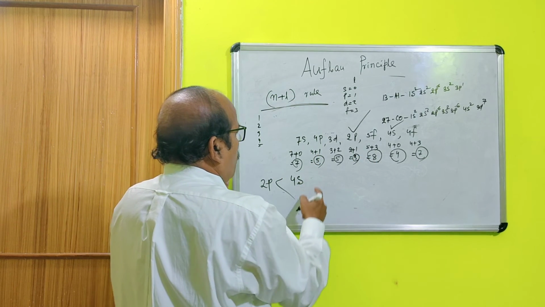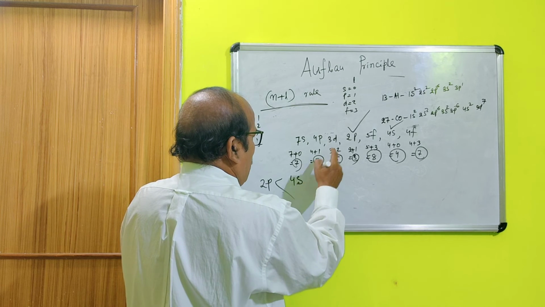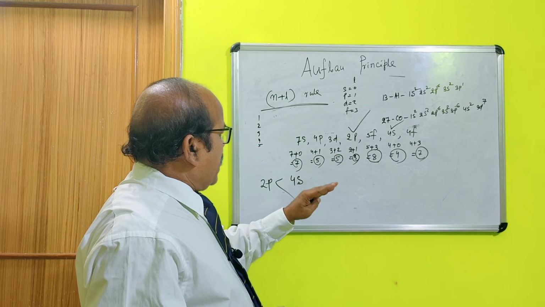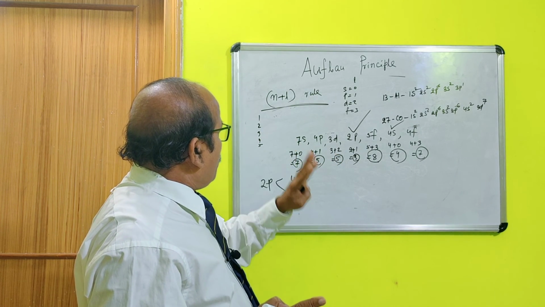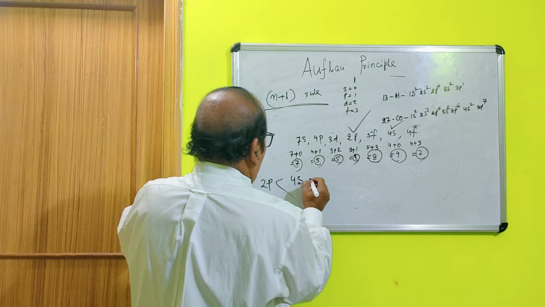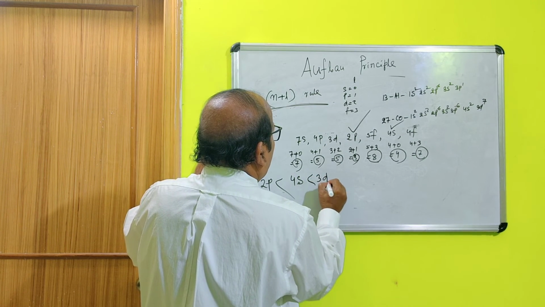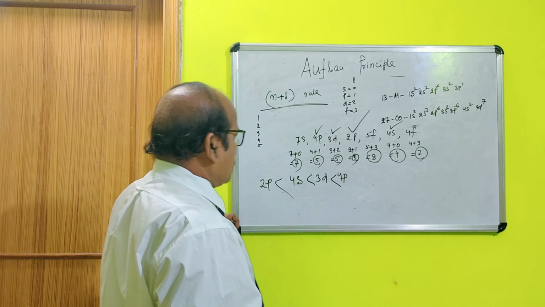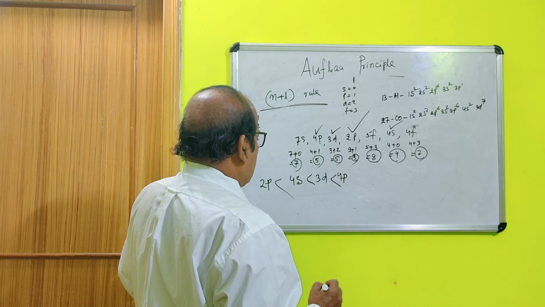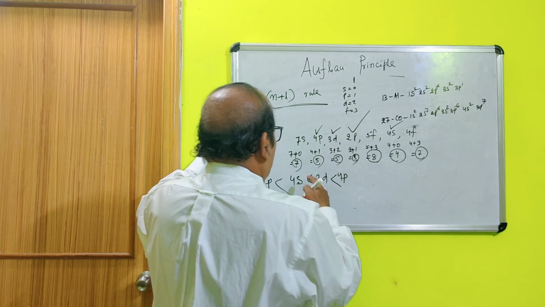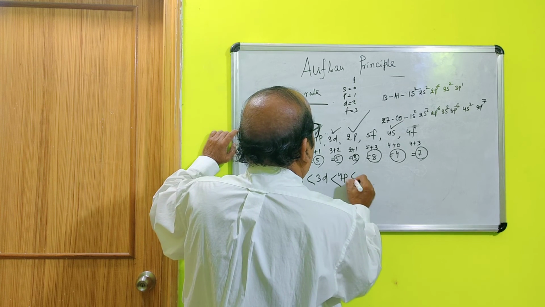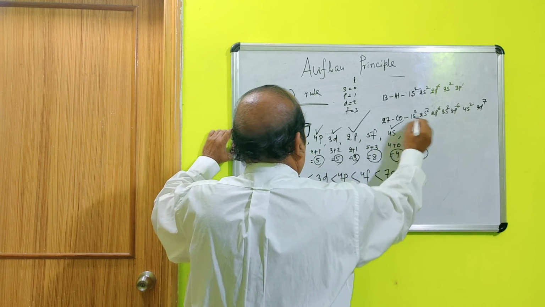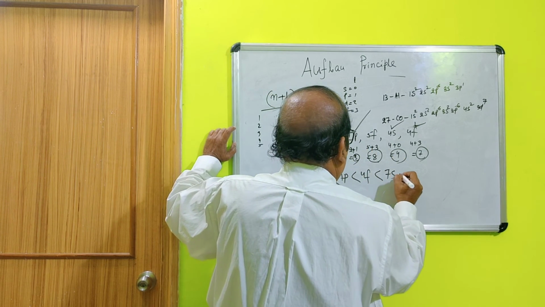we have two values of 5. This is 5 and this is 5. When N plus L value is equal, we have to take the lowest value of N. So electron will go to 3d and then to 4p. After that, two values of 7 are there, 7s and 4f. So naturally electron will go to 4f and then to 7s. And in the end, electron will go to 5f.